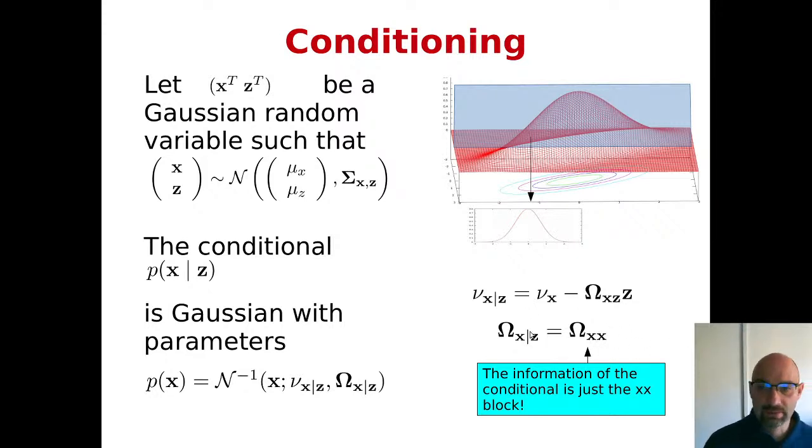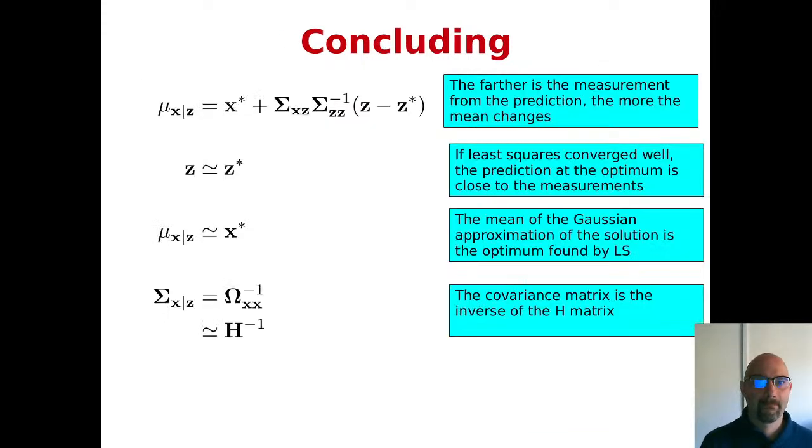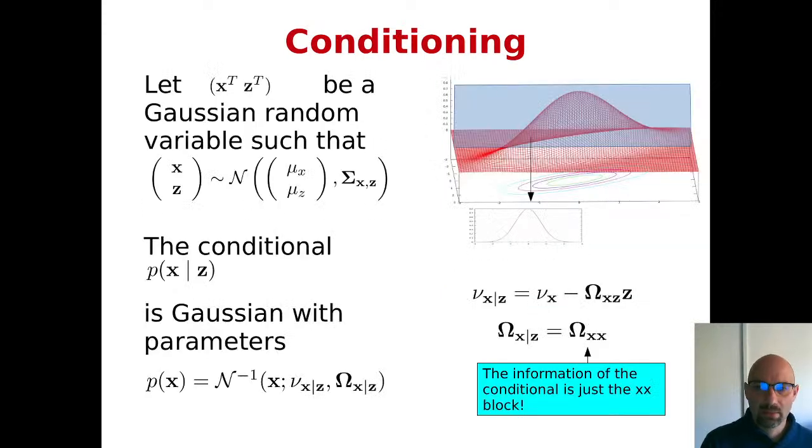And more importantly, it tells me that omega of x given z, so the uncertainty of my conditioned state, is equal to omega xx. But omega xx is exactly what we calculated one slide ago, which is equal to H. Sigma is equal to H to the minus 1. Then, well, we're done. Well, basically, yes.